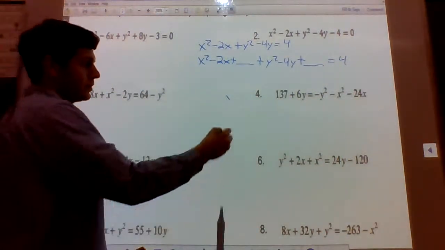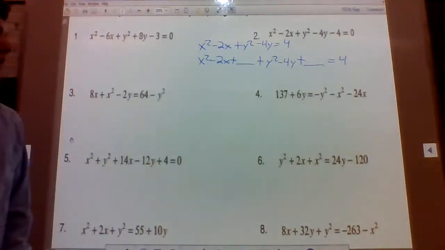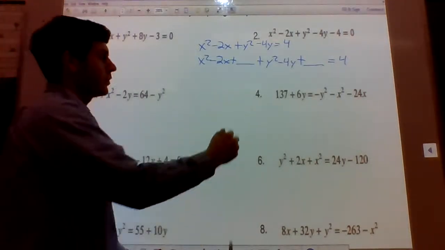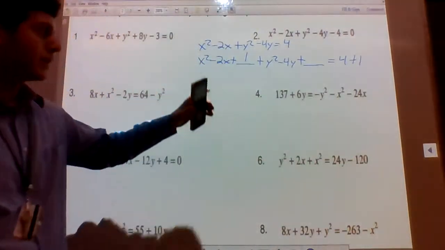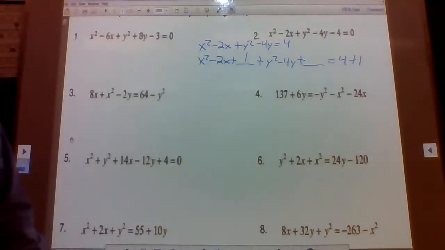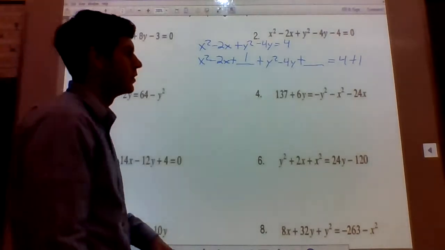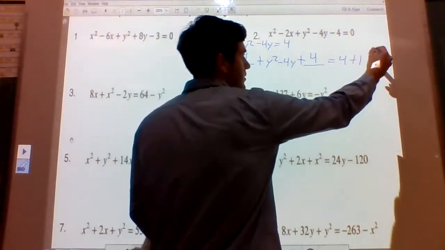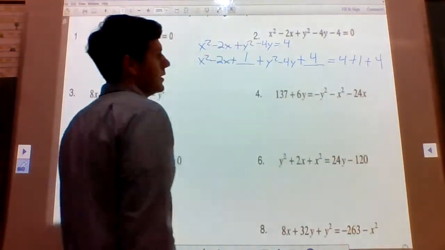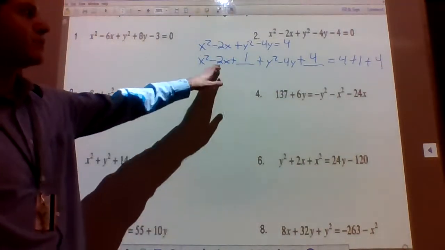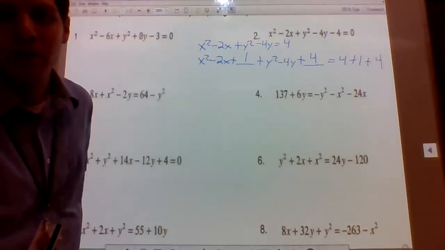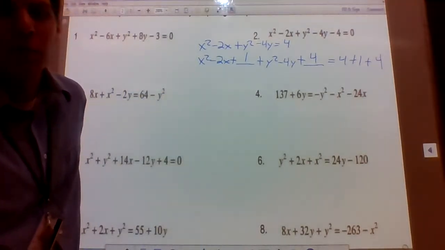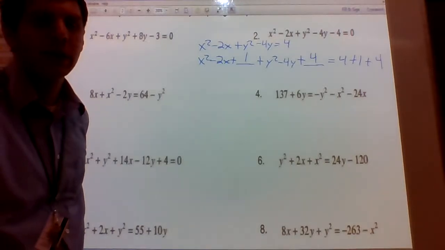-2, so 2 divided by 2 is 1. 1 squared is 1. If we add 1 to this side, we need to add 1 to the other side. Okay, then we have y squared minus 4y. So 4 divided by 2 is 2. 2 squared is 4. If you add 4 to this side, you've got to add 4 to the other side. It doesn't really matter if you think of it as -2 divided by 2 or 2 divided by 2, because when you square it, the negative is going to go away anyway. So you're always going to be adding a positive number. You're never going to be adding a negative number.